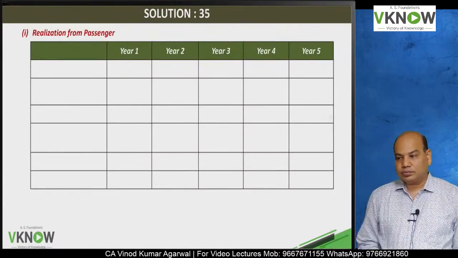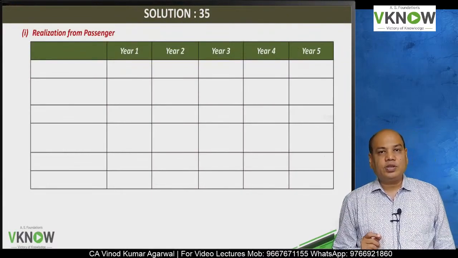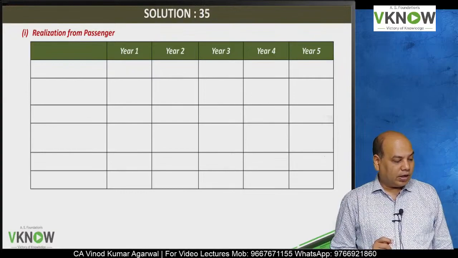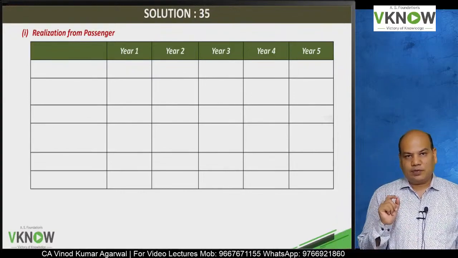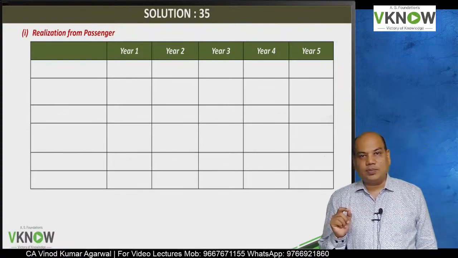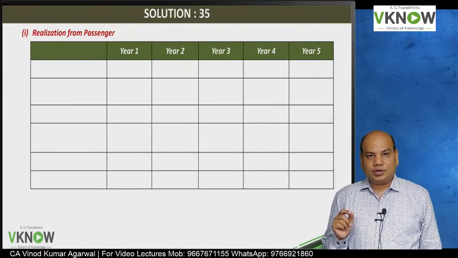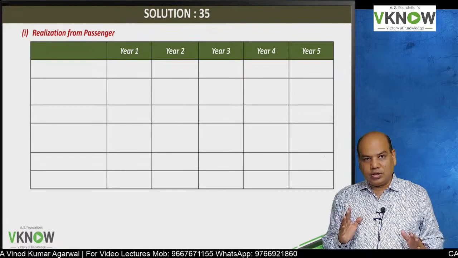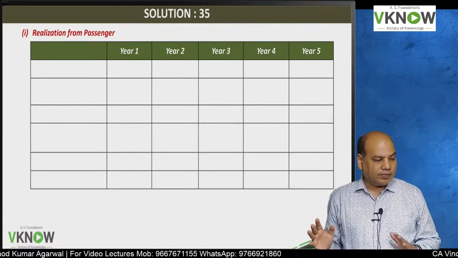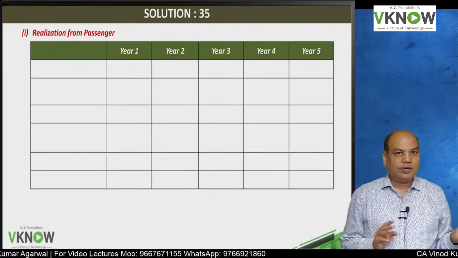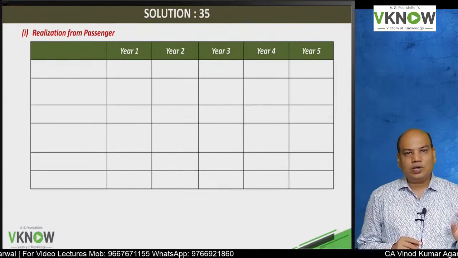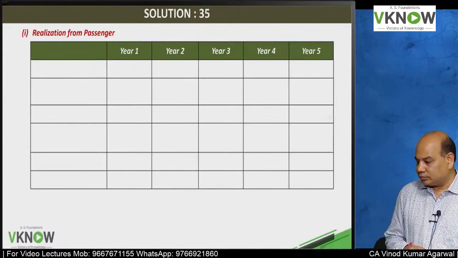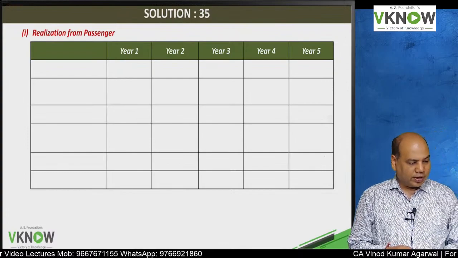Next point is realization from the passenger. That means how much revenue you will earn per annum. So write down year 1, 2, 3, 4, 5, because the certainty equivalent factors and present value factors are given only for first 5 years. So are you writing?